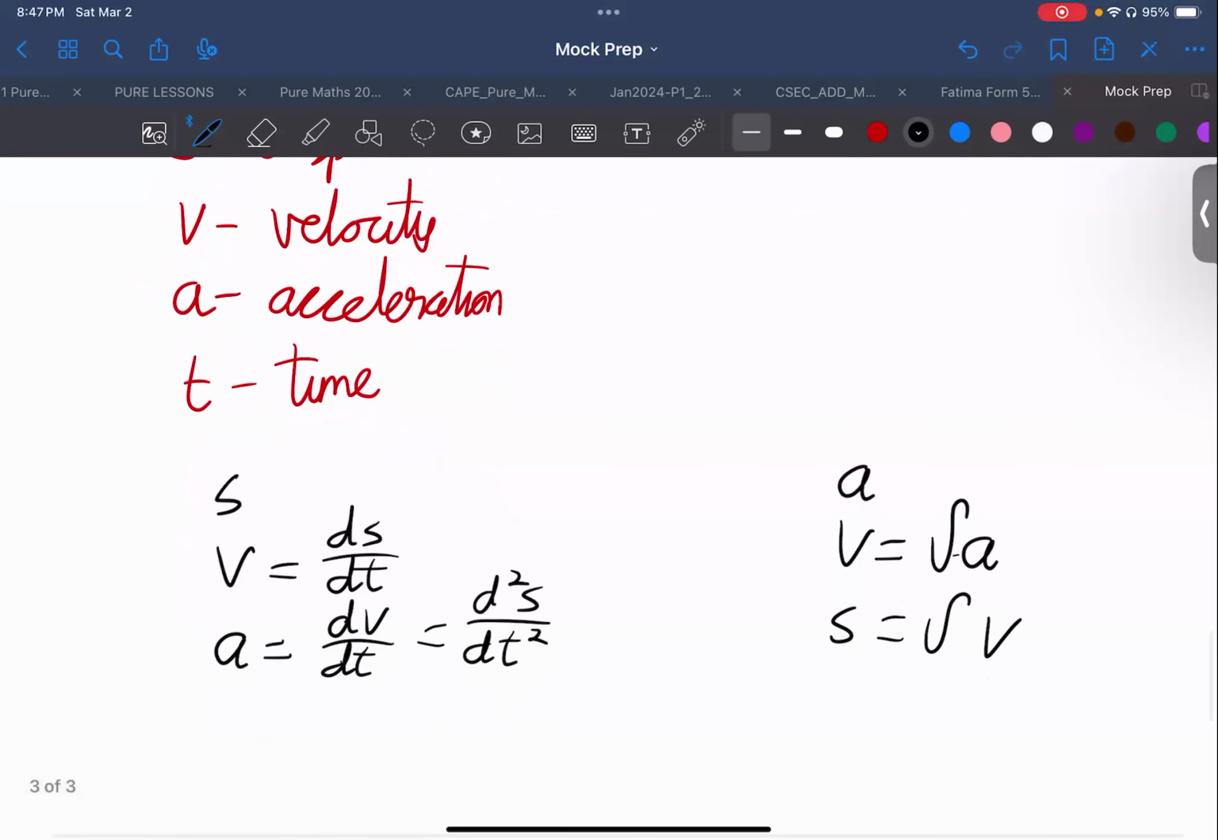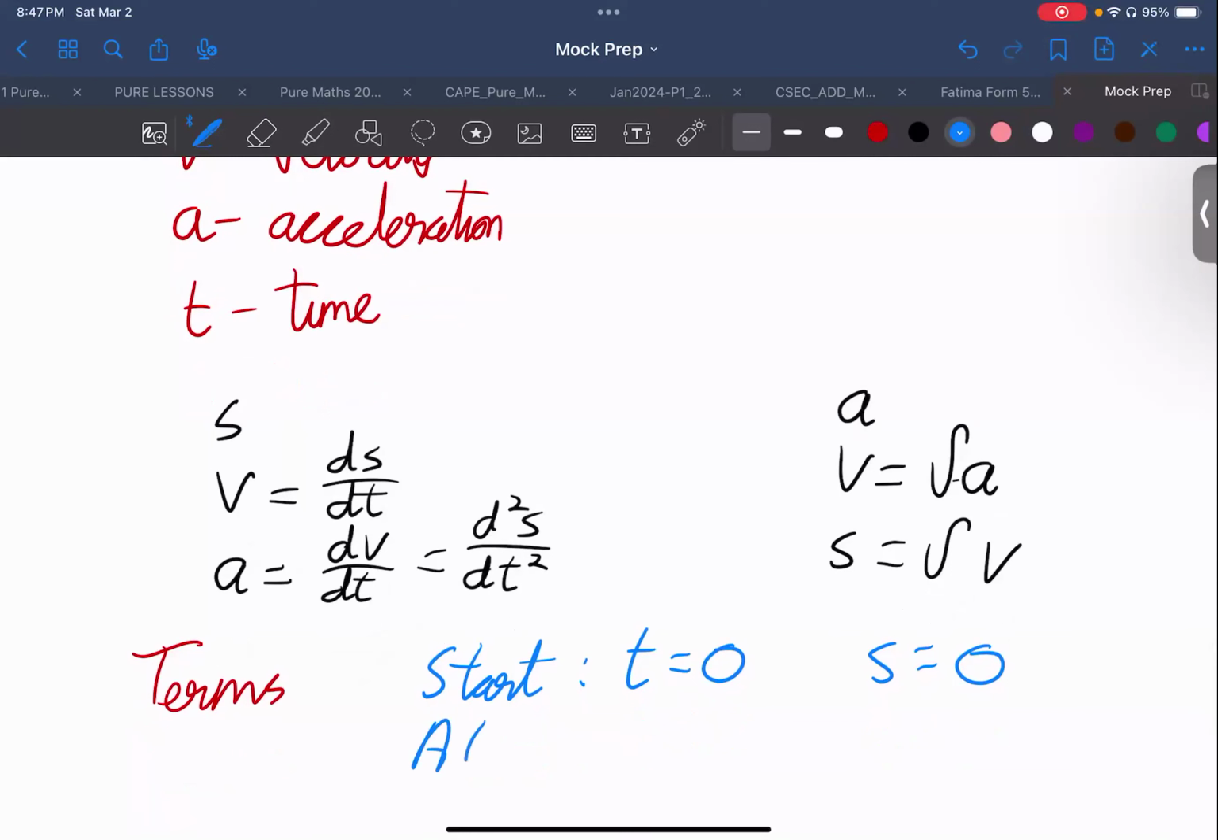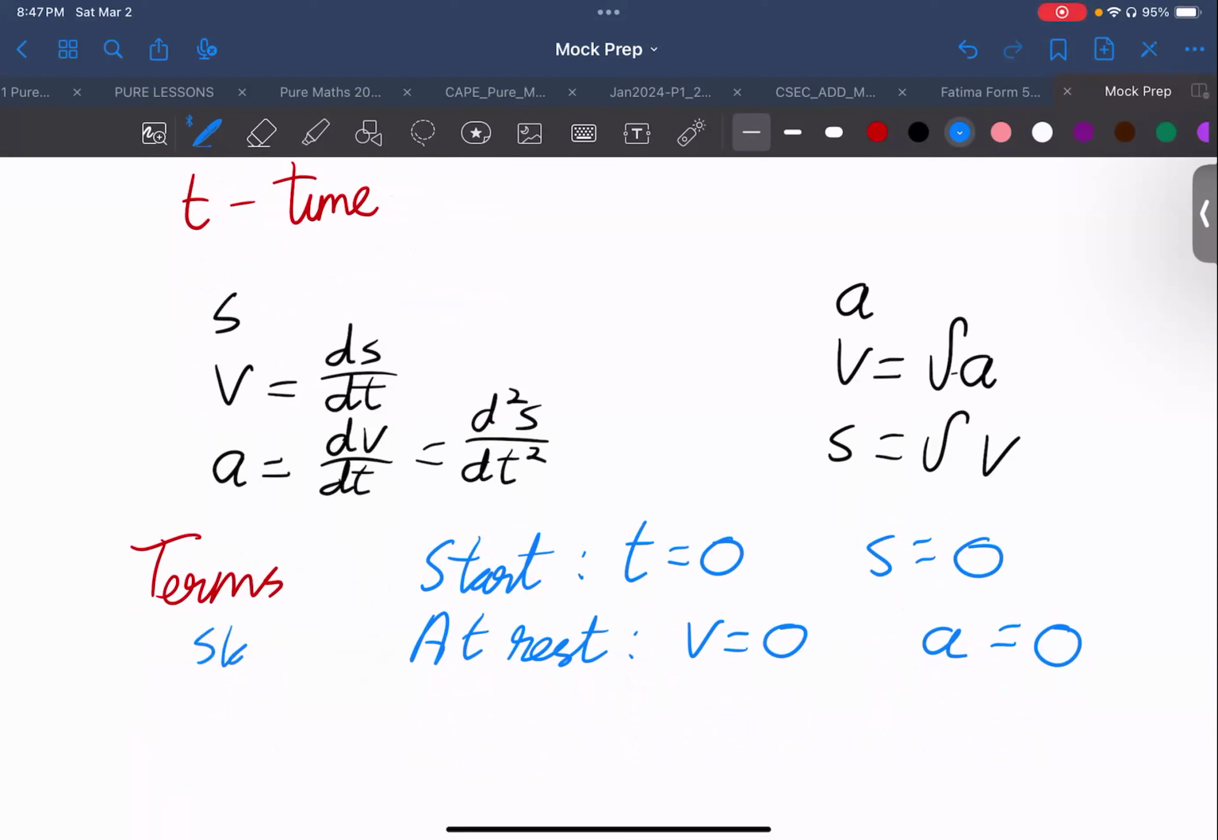We have a couple terms to note. The term start would mean T is 0, S is 0. At rest means V is 0. It also means A is 0. So if our particle is at rest, then V is 0, A is 0. Likewise, this is also stationary or at rest.